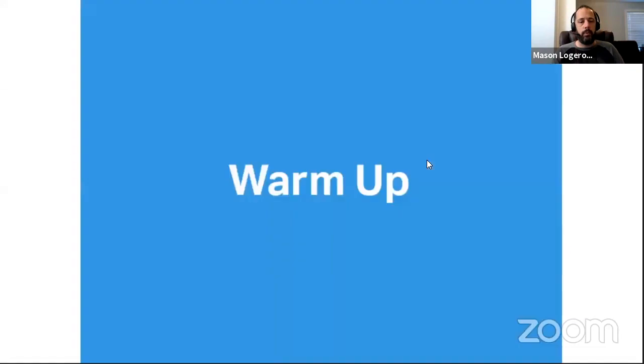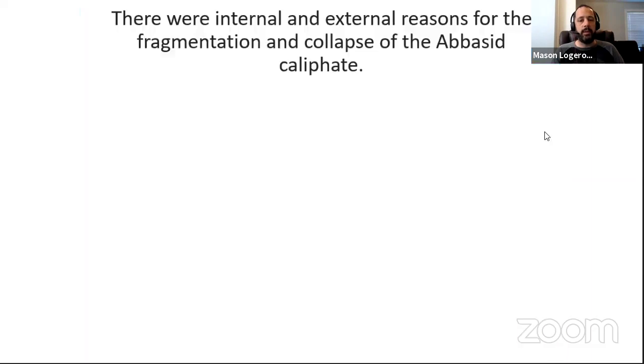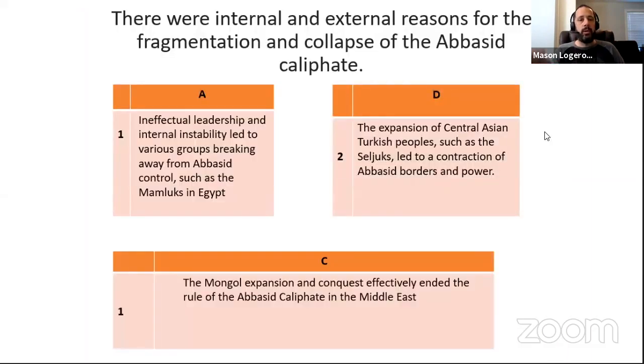All right. So for our warm up today, we want to take a look at the homework that Smith gave y'all last night. He gave you pieces of evidence and he asked you to come up with two claims based on these pieces of evidence. So here's the first set that he gave you. If you read them and put them together, which is what you're supposed to do when making a historical argument, you start to realize that this is about reasons why the Abbasid Caliphate collapsed. And so you can make a claim that there were internal and external reasons for that collapse.